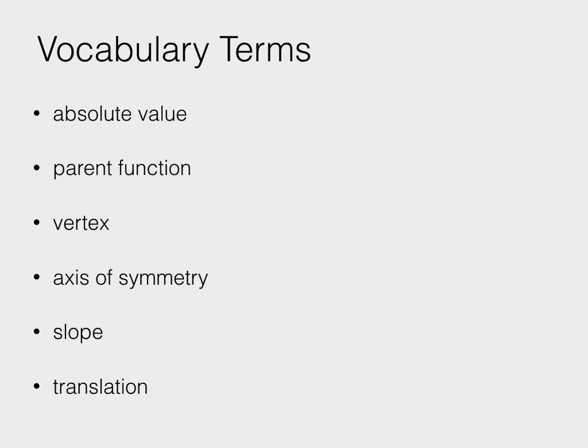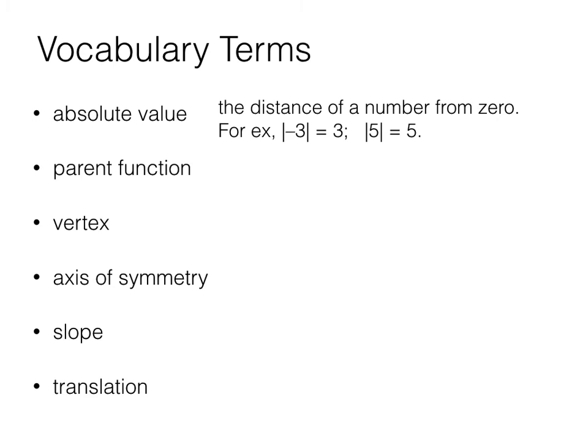Graphing absolute value functions. Absolute value is the distance of a number from 0. The absolute value of -3 is 3. The absolute value of 5 is 5. A parent function is the simplest of a particular type of function.